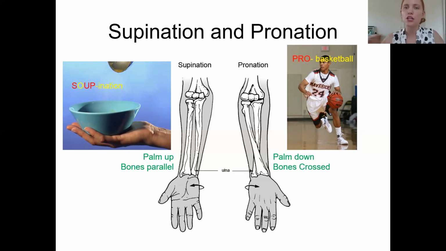Okay, so that's supination and pronation, and they're only going to occur in the forearm. That's it. That's nowhere else, right? You can't have pronation of your foot. That's not going to work.